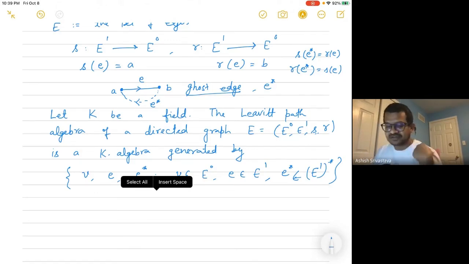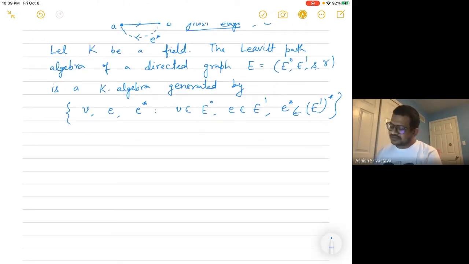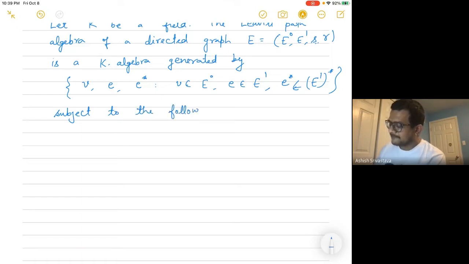range of E, right? Okay, so now the Leavitt path algebra is a K algebra generated by these vertices, edges, and the ghost edges, subject to the following relations.